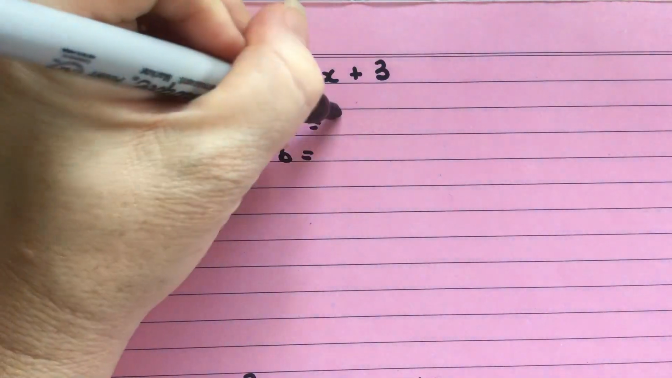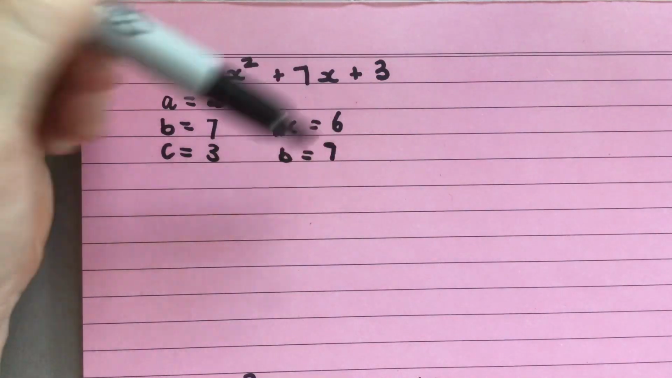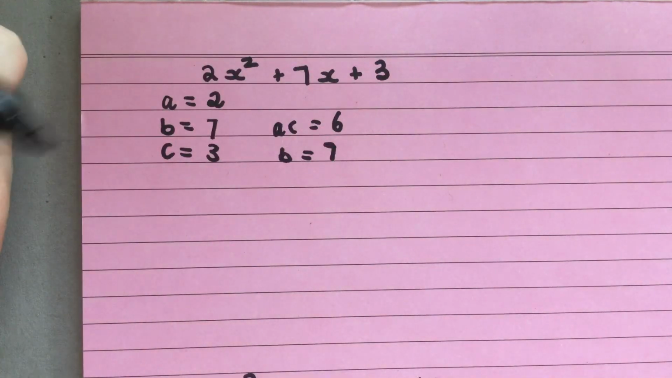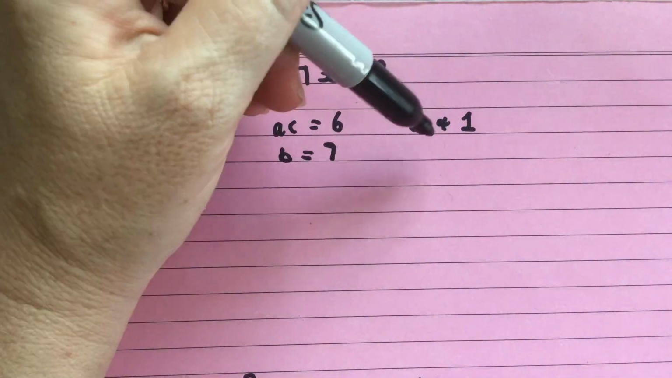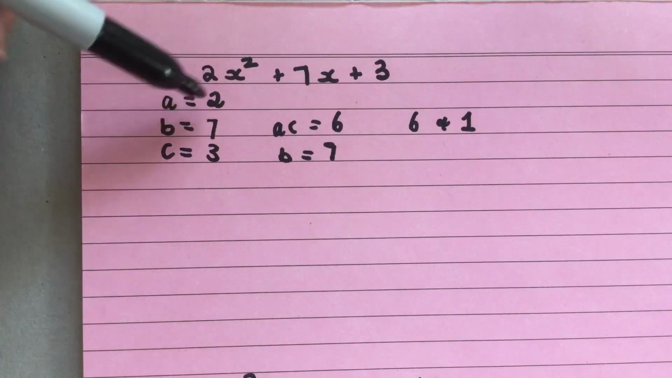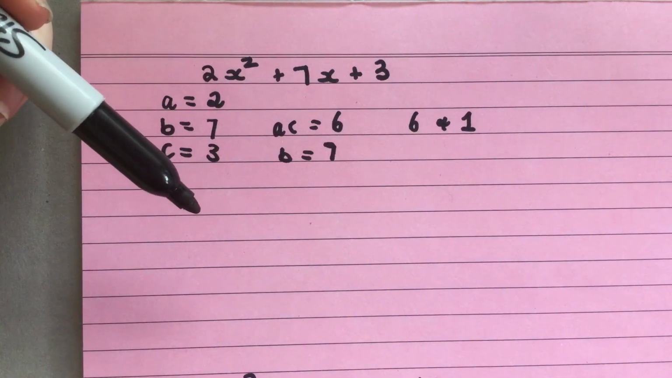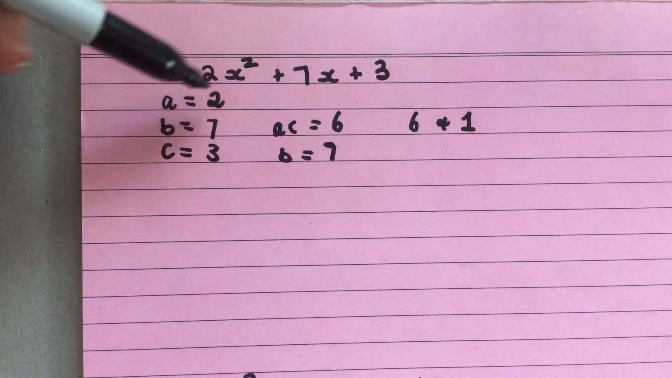Now a times c is 6 and b is equal to 7. So I'm looking for two numbers that will multiply to give 6 but add to give 7. So I know that those two numbers are 6 and 1, because 6 times 1 gives me 6 and 6 plus 1 gives me 7. Now, if my coefficient had been a 1, I could have gone straight to putting that into the brackets, but I can't because it is the more complicated version of this where we don't have the coefficient of 1.